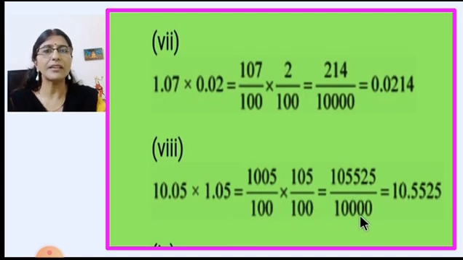And you now know how to convert it into a decimal number. 4 zeros are there. So count from here 1, 2, 3, 4. So the point will be before 5. So you will get 10.5525. So this is the way you have to solve.